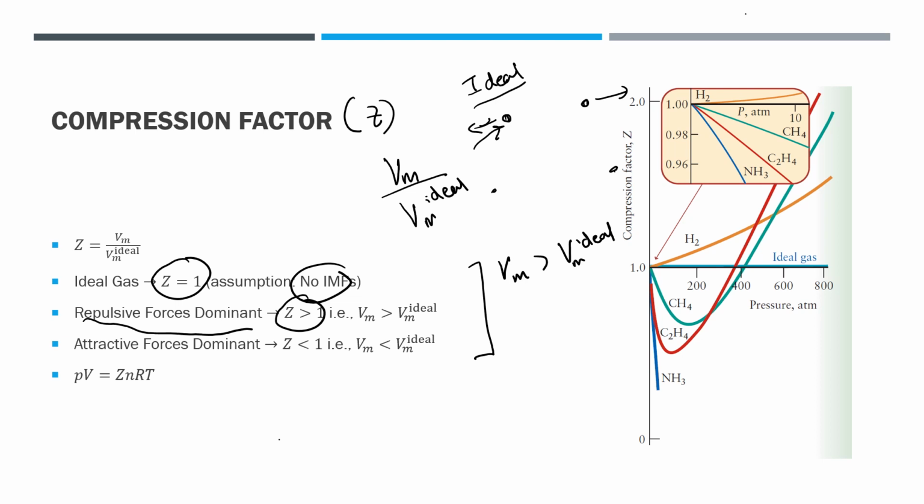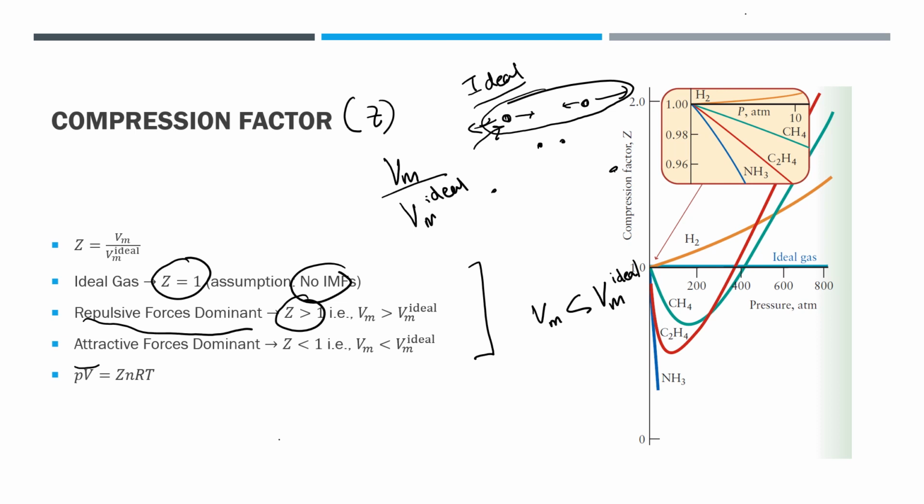And now we can think about the same thing if we have attractive forces dominant, and I'll draw this again right above next to the ideal gas. So this is our ideal gas. Now there are some attractive forces, so these particles are going to get pulled closer together. And our V molar is going to be less than the V molar of an ideal gas because now there are attractive forces that pull these particles together. And this is the case for the majority of gases, right? The majority of intermolecular forces are pulling particles together. So when attractive forces are dominant, Z is less than 1 because our V molar is less than the ideal gas V molar.